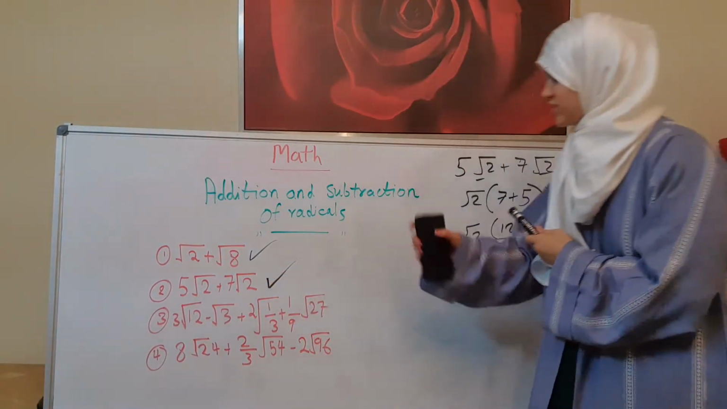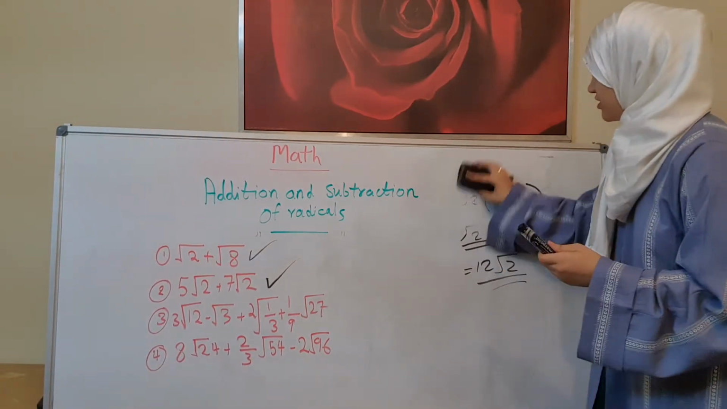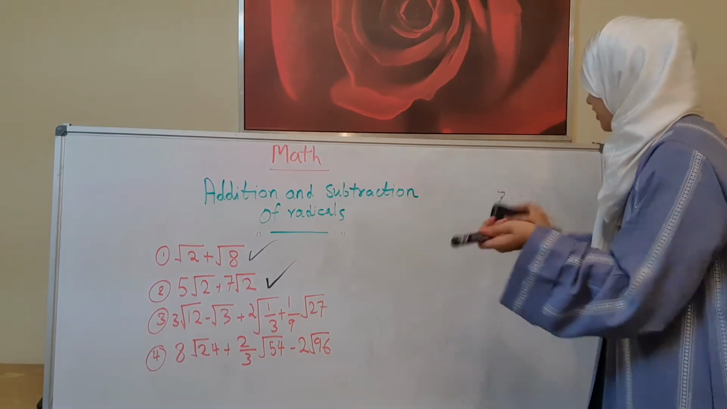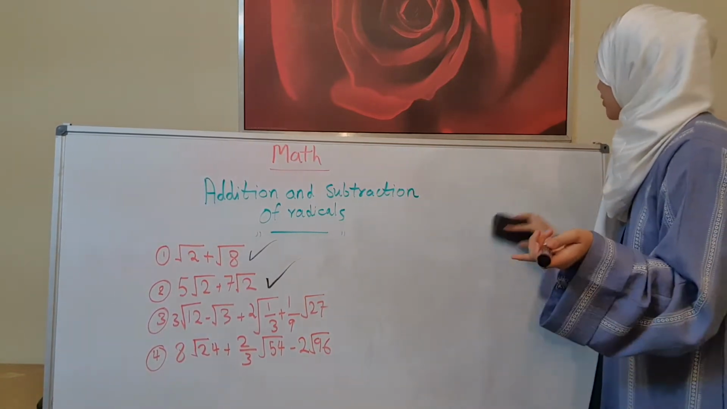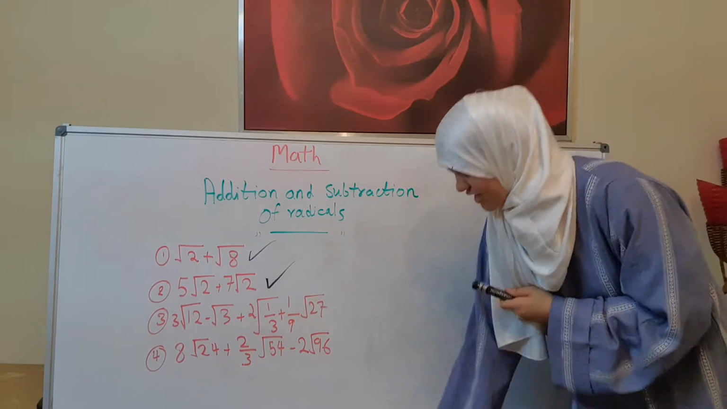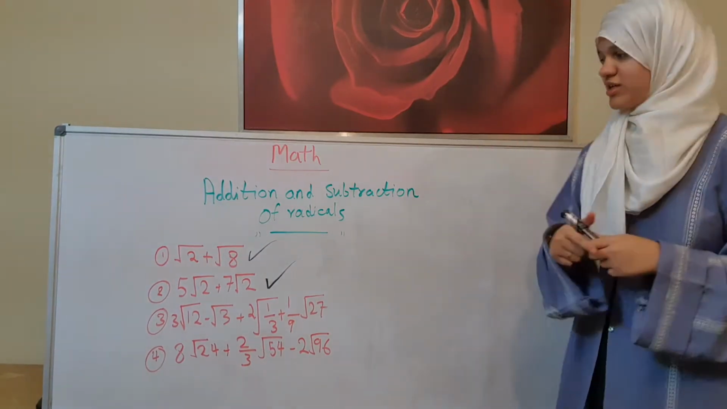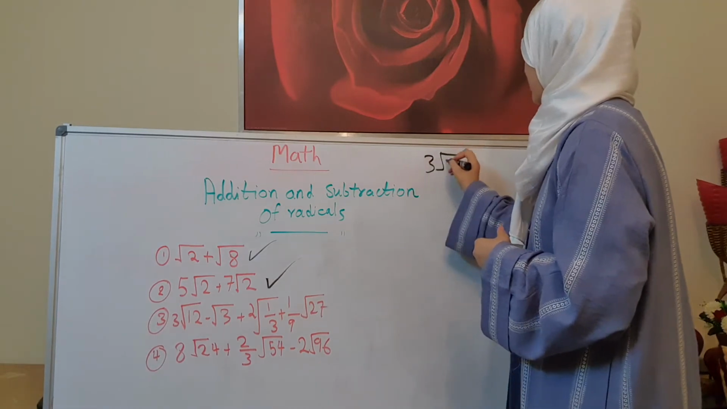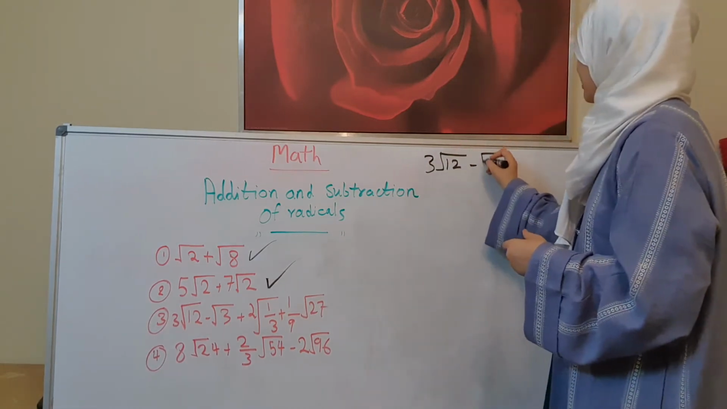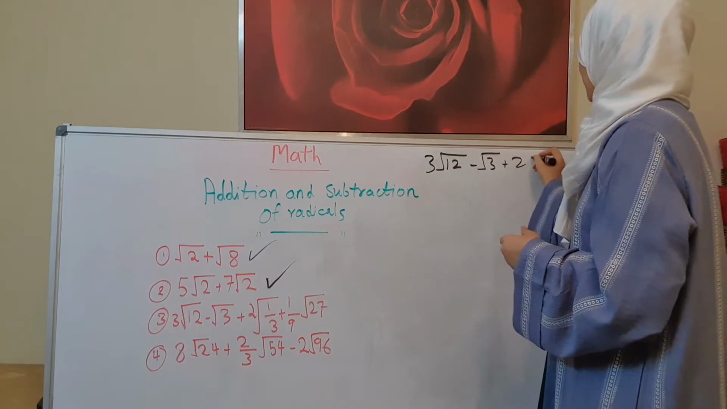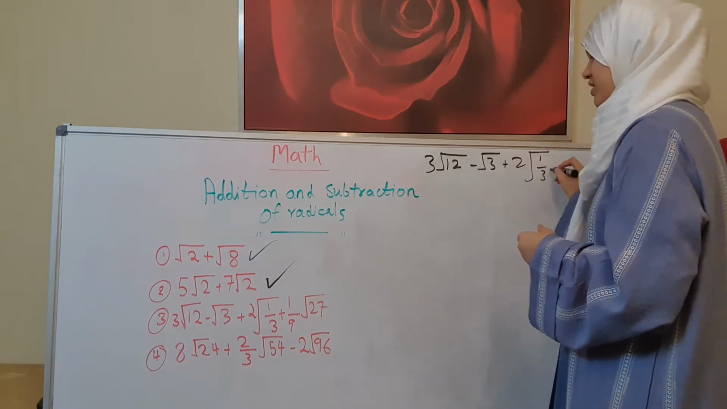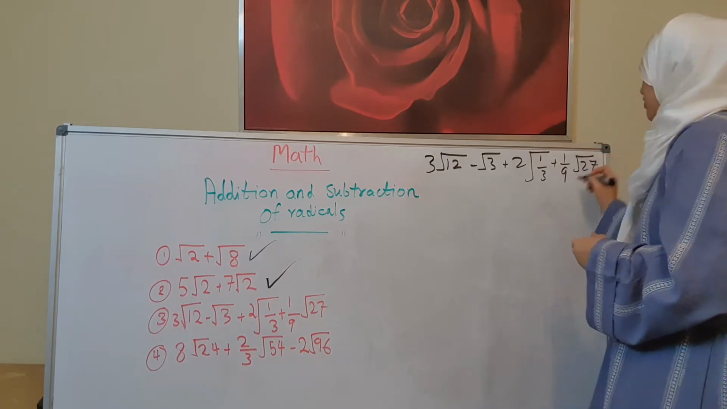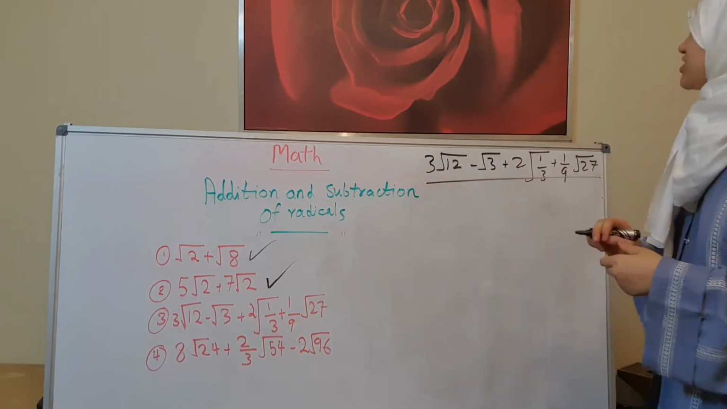Now let us go to the third question. Third question, it looks like 3 or 4 radicals. It has times and also addition and subtraction all in one question. That means what we have here, 3 radical 12 minus radical 3 plus 2 radical 1 over 3 plus 1 over 9 radical 27. So this is question number 3.